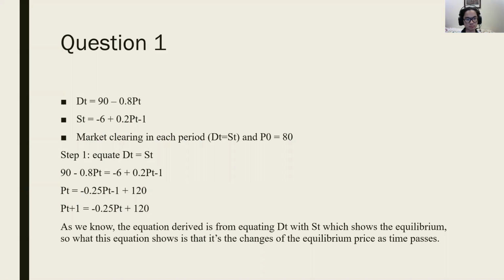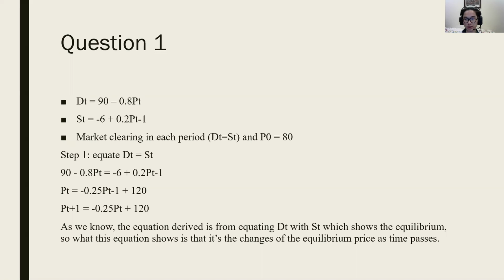All right, so question one. Here I wrote down the information necessary to answer the question. Here we have dt, which is the demand function at time t. dt is equal to 96 minus 0.8 pt, and then st, the supply, is equal to negative 6 plus 0.2 pt minus 1. And then we also have the information about market clearing each period. dt is equal to st, and then p, when time is 0, is equal to 80.